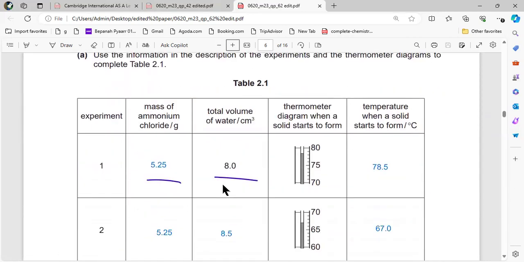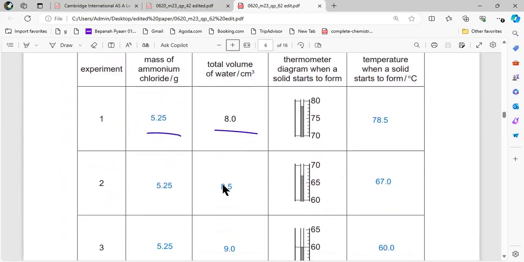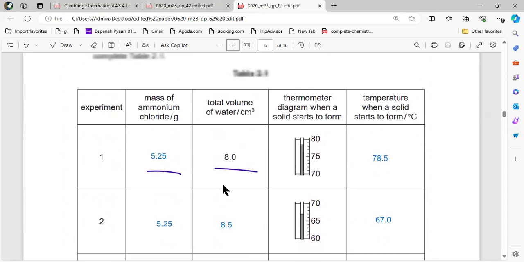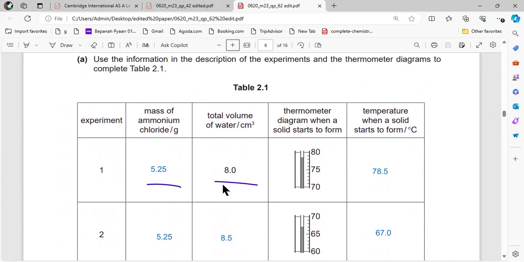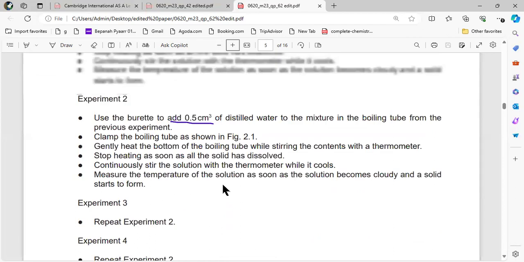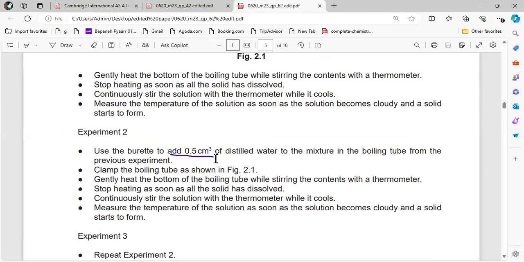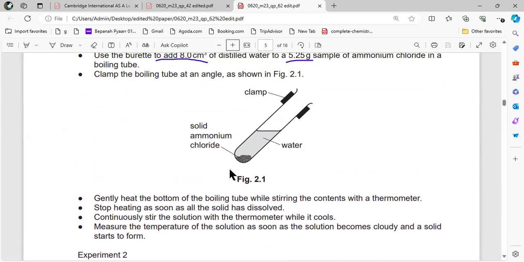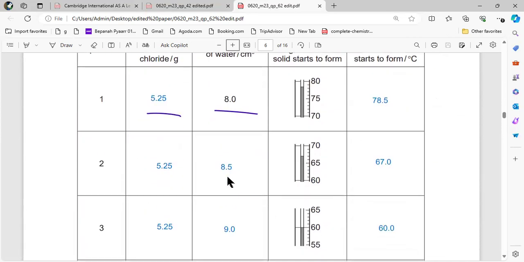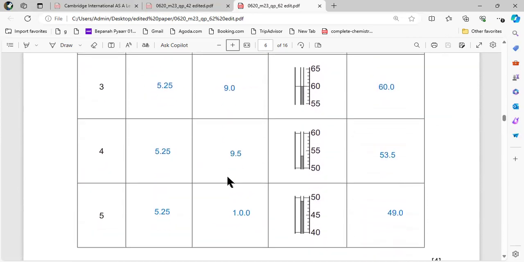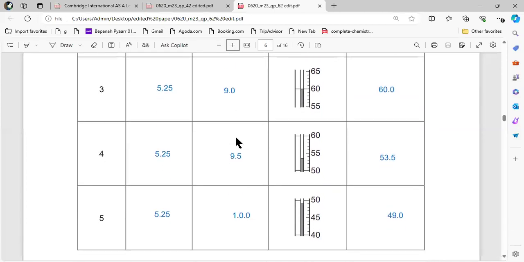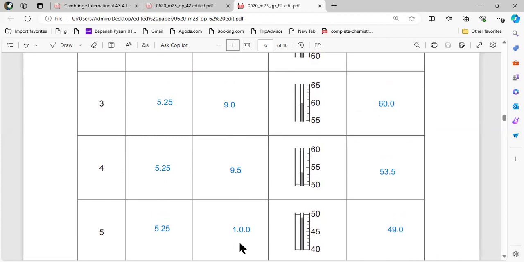So here a table is given where the mass of ammonium chloride, which will remain constant, is 5.25 grams throughout the experiment. Then the total volume of water which is used. So in the first experiment, they have used 8 cm³ of water. In the second experiment, we have observed that they are adding only 0.5 cm³. So total water which is present in the tube is 8 plus 0.5, which gives us 8.5. Every time, as I told you, 0.5 cm³ of water is added in every experiment. So we will add 0.5 and it comes to a total of 10 cm³ of water.